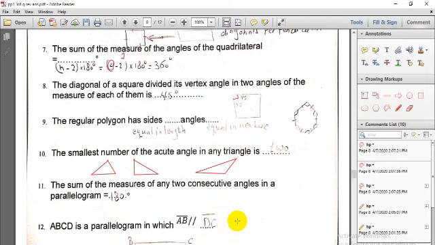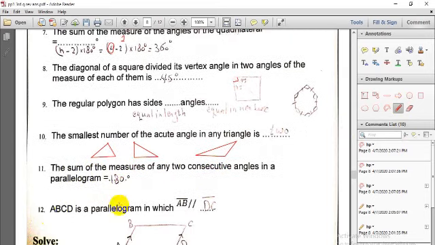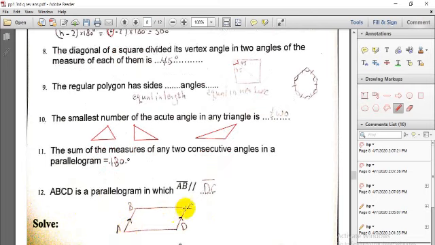Okay, very good. The sum he wants here is the sum of measure of 2 consecutive angles. We solve a lot of problems like this. Consecutive angles equal 180. Very good. ABCD is a parallelogram. Let's draw it, ABCD with the same order of the points. So AB, look here, AB is parallel to what? DC. Very good.